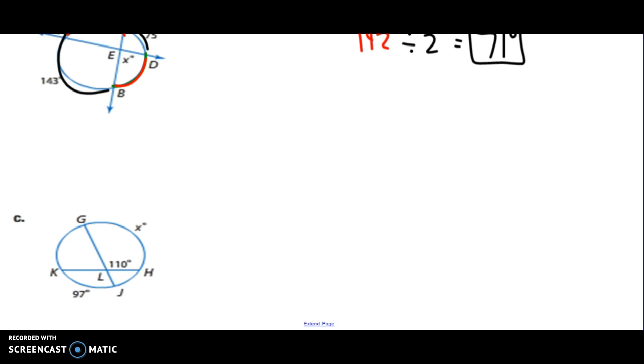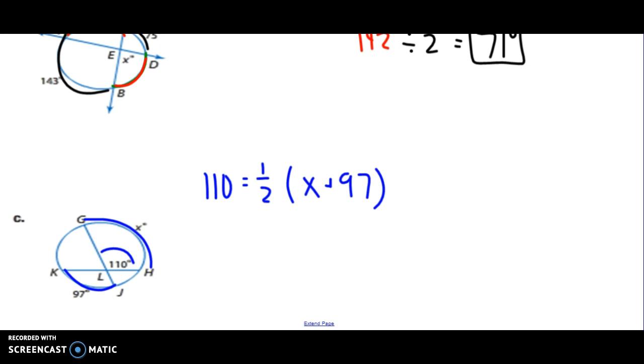Example C. Now example C is a little bit different. They tell us that the angle measure right here is 110. And that's going to be half as much as this x value plus 97. Okay? So if I'm going to solve this like an algebra problem, half times x, half times 97. So 110 is equal to 1/2 x plus, and then 97 divided by 2 is going to be 48.5.